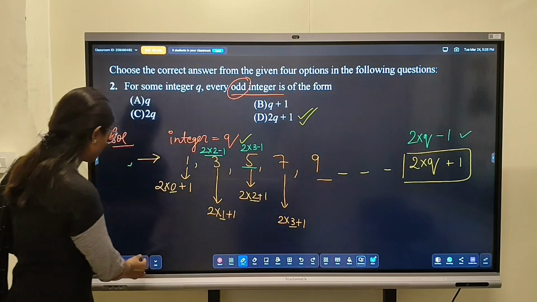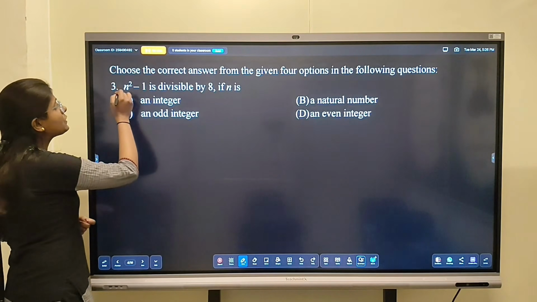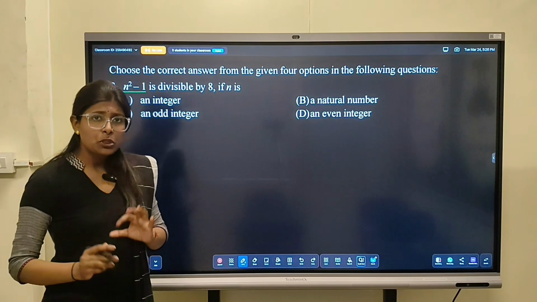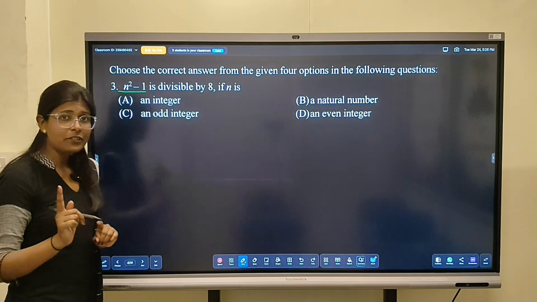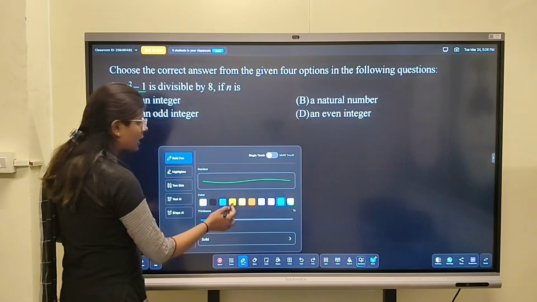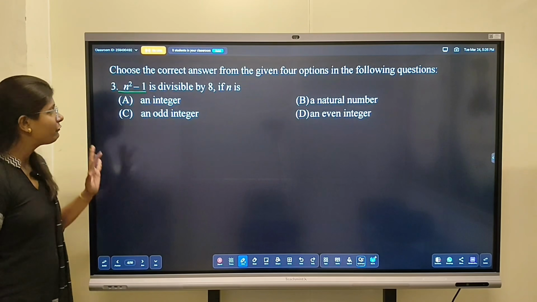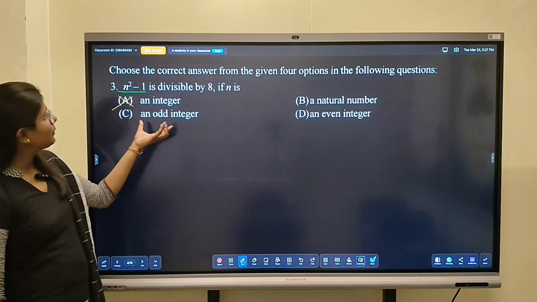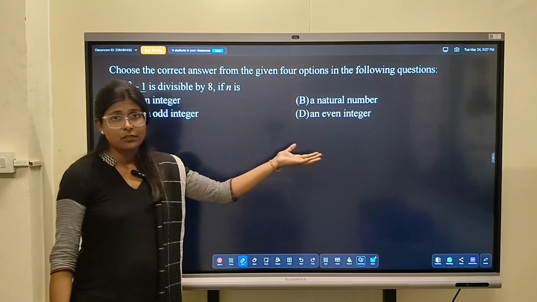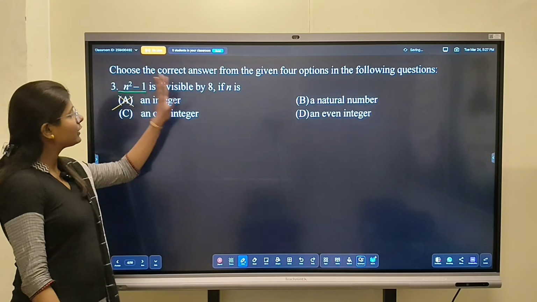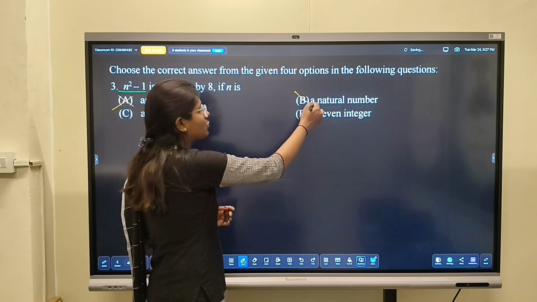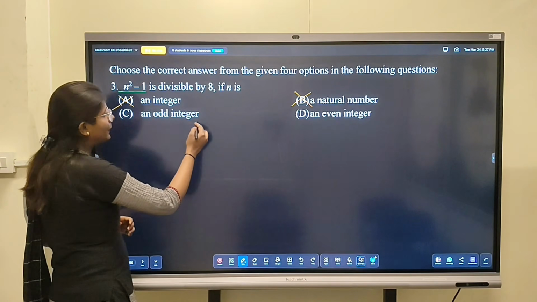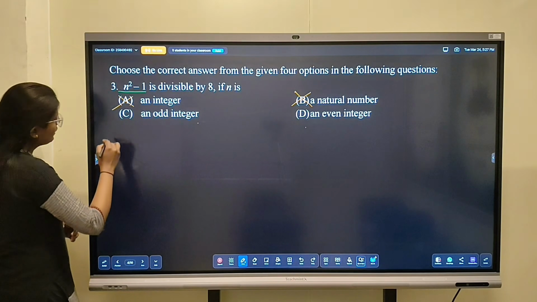Moving further to the next question. It is: n squared minus 1 is divisible by 8 if n is what? So when you see this question, the very first thing you have to do is eliminate the options which are not valid. So first I am going to eliminate this one. Why? It is an integer and then there is the elaborative form of odd integer or even integer. So if I have the elaborated option, I would not consider integer. And at the same time, the natural number would also not be taken. Okay? Now, our answer would be either odd integer or even integer. Let's solve it.